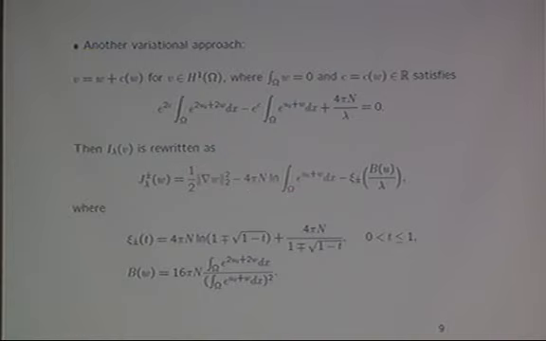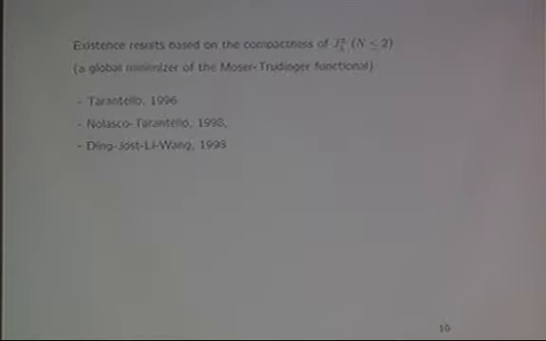So if we add some additional functional here, then this functional has a global minimizer. So in such a method, they could obtain an existence result.